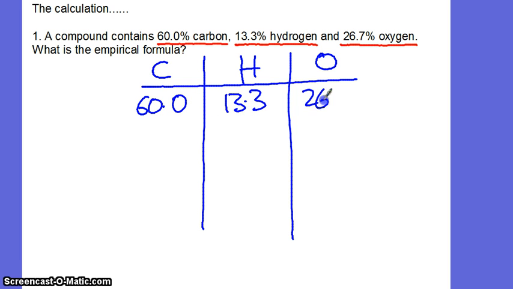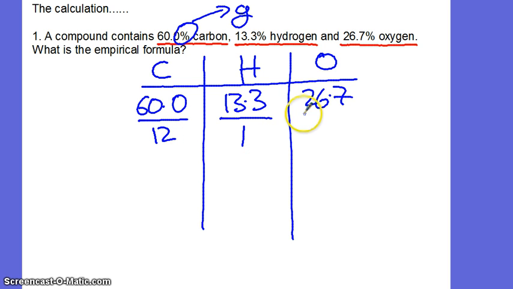Now this data here is the percentages. It wouldn't matter if they were masses, measured in grams. We could still do the same thing, writing the mass of each at the top of each column. The next thing you do is to get your periodic table out and find the relative atomic mass of each element. Carbon, in group 4, has a relative atomic mass of 12. Hydrogen has a relative atomic mass of 1, and oxygen has a relative atomic mass of 16.